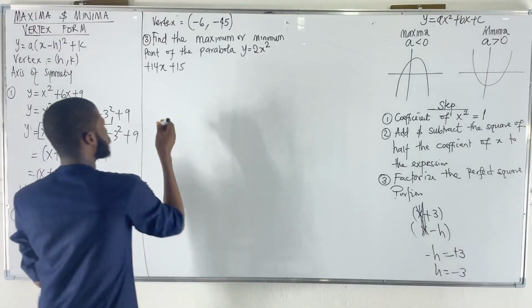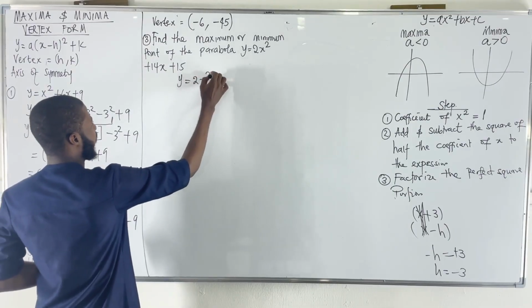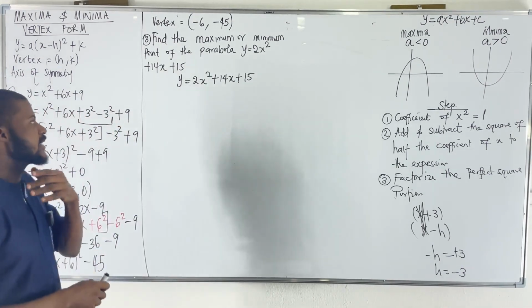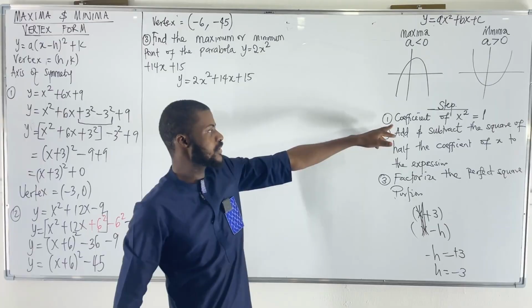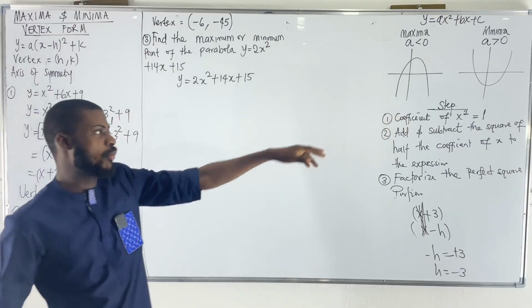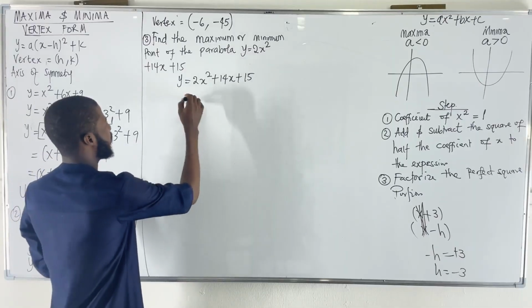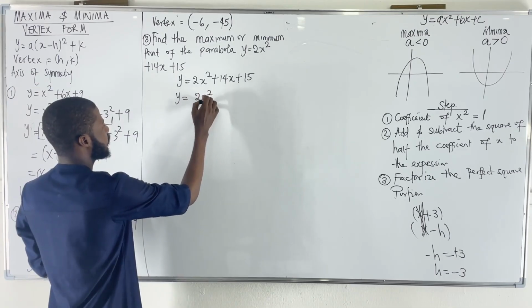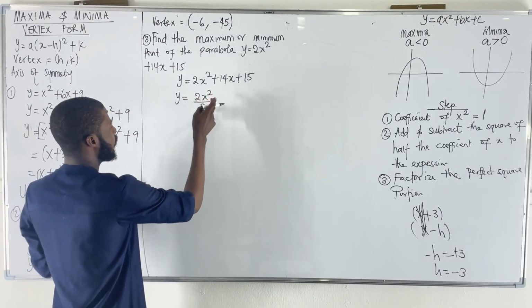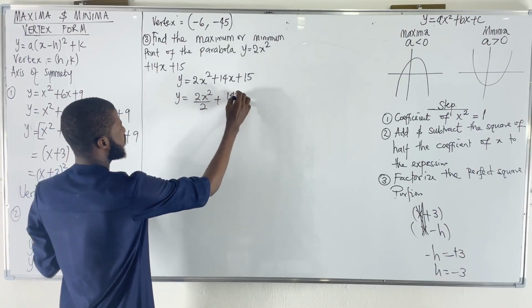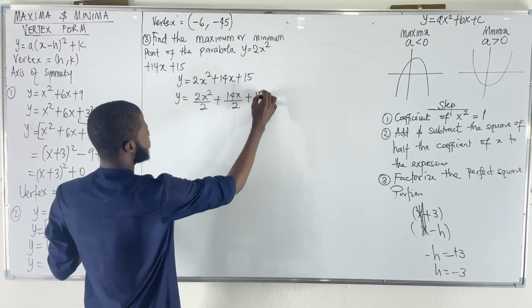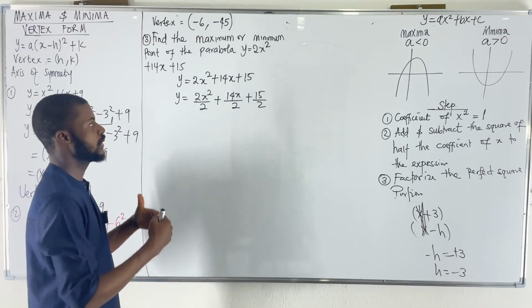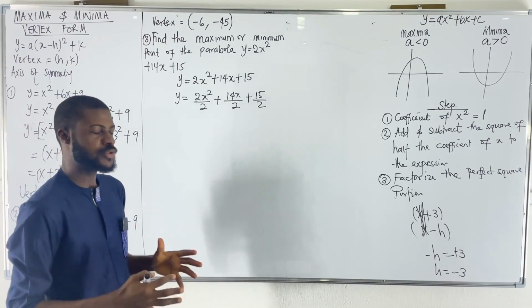Well, let's solve this one. y is equal to 2x squared plus 14x plus 15. Remember I said that the first thing you should do is make the coefficient of x squared 1. So let's divide by 2. Divide every single thing here by 2. So y becomes 2x squared all over 2 plus 14x all over 2 plus 15 all over 2. So what we simply did was to divide every single thing by 2.